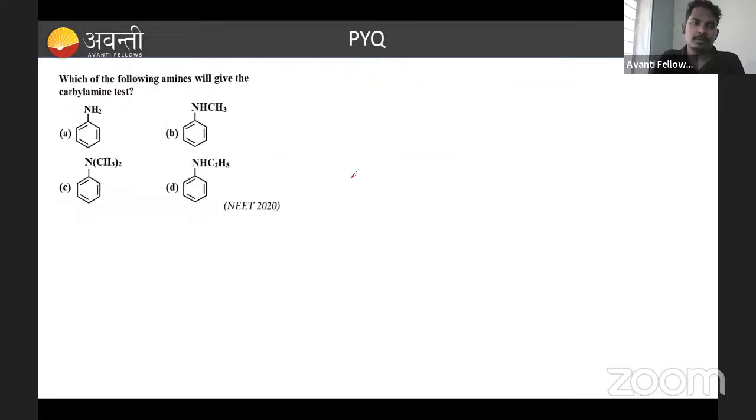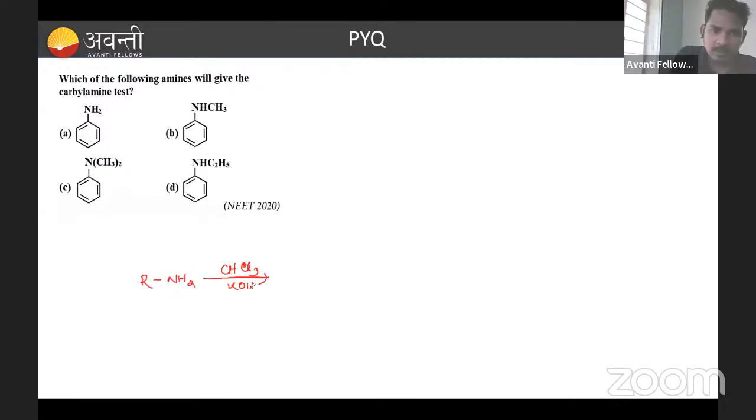This is our next question. Which of the following amines will give the carbylamine test? Okay, we know this. What is the carbylamine test? If you are taking any primary amine, R-NH2, with CHCl3 and base, then it will give us RNC, the isocyanide.